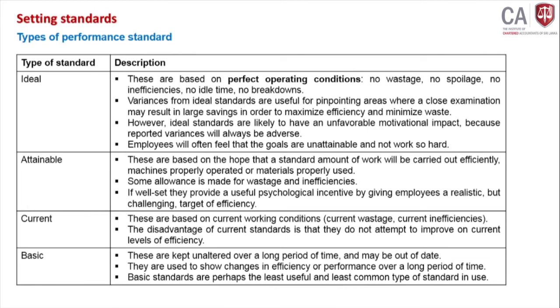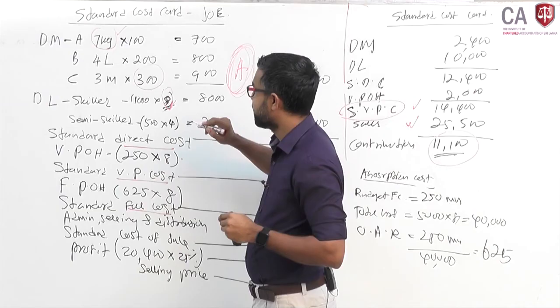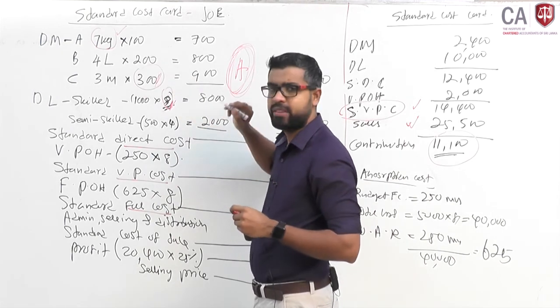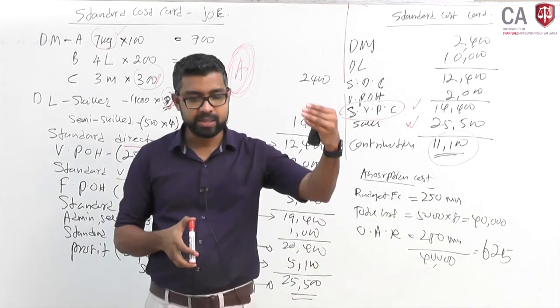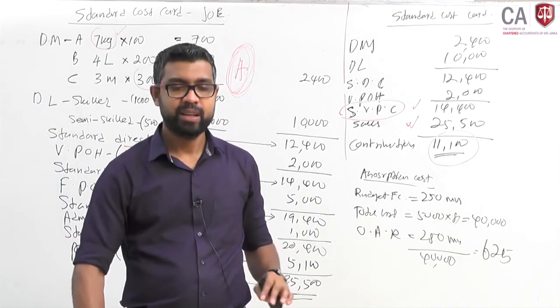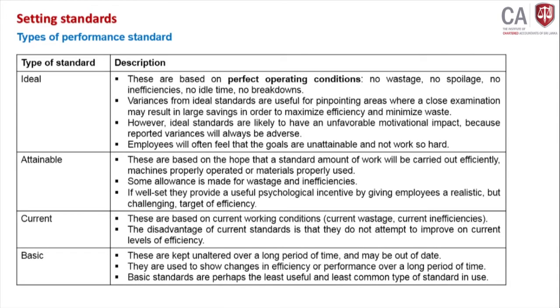The second type is attainable, a little deviation from the ideal situation. These are based on the hope that standard amounts of work will be carried out efficiently, machines properly operated and material properly used. A little outside perfection. If used efficiently, it takes this many 8 hours. If used properly, we can get it for 300 rupees. It's not perfect but you keep some allowances for wastage and inefficiency, not big. That is practical.